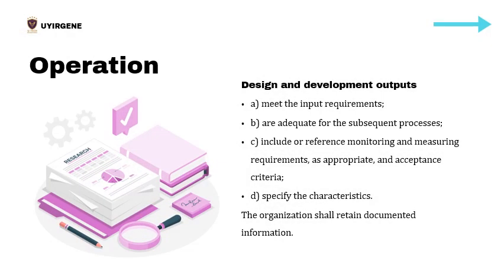Design and development outputs. The organization shall ensure that design and development outputs meet the input requirements, are adequate for the subsequent processes for the provision of products and services, include or reference monitoring and measuring requirements, as appropriate, and acceptance criteria. Specify the characteristics of the products and services that are essential for their intended purpose, and their safe and proper provision. The organization shall retain documented information on design and development outputs.